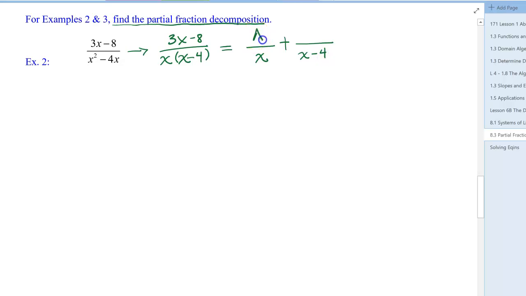And we don't know the numerators, so we're going to call them a and b. Now, if you remember from the previous example, the next step is going to be to clear out the fractions. So we're going to multiply both sides by the common denominator. So we're going to multiply the left side by x times x minus 4. And we're going to multiply the right side by x times x minus 4. And think of this over 1, so it's going to cancel with the denominators.